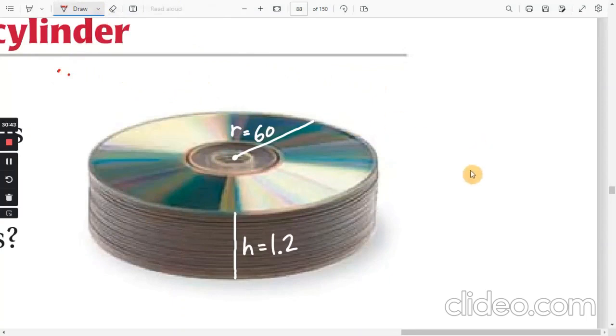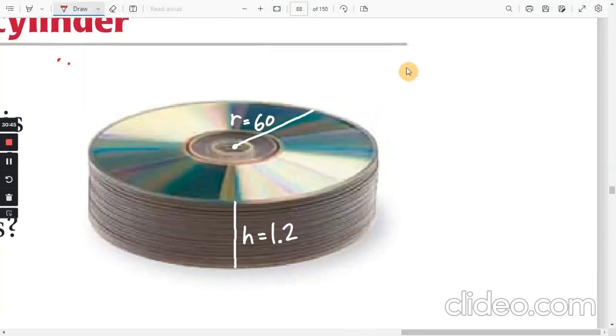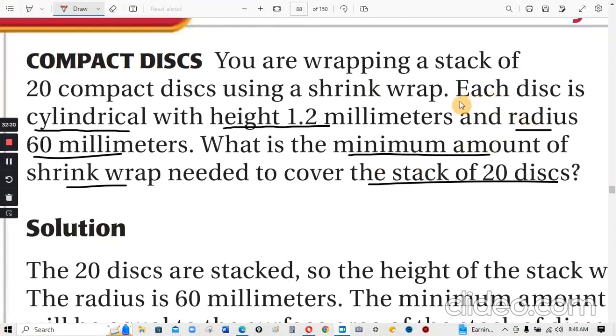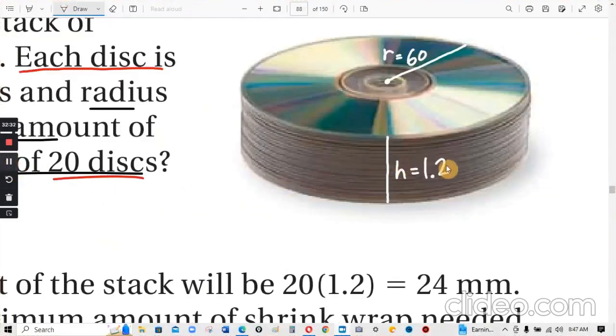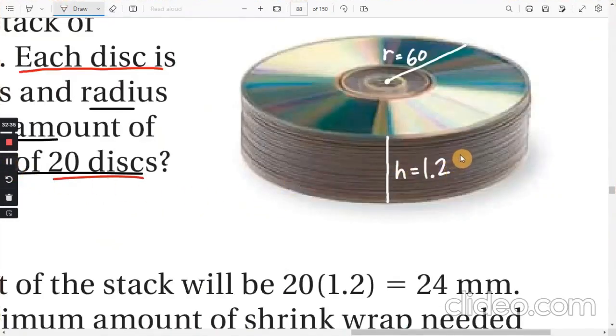And I'll start with the basic formula. They said each disc has a height of 1.2 and there's 20 discs. So for the height, I'm going to have to multiply 1.2 times 20. So for the height h, that's going to be 1.2 times 20 because there's 20 CDs.